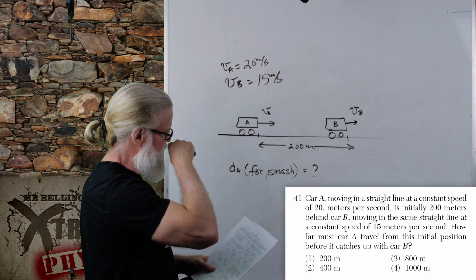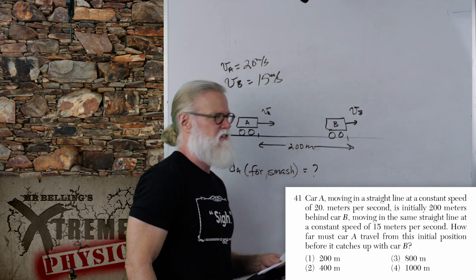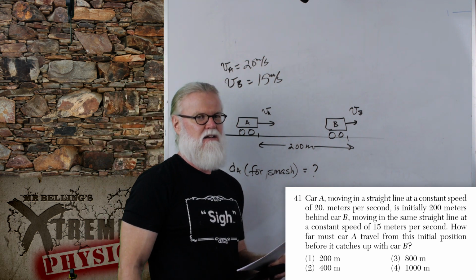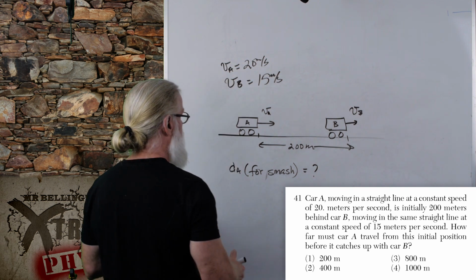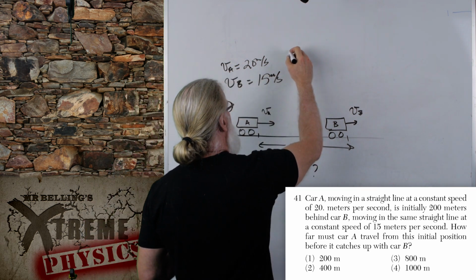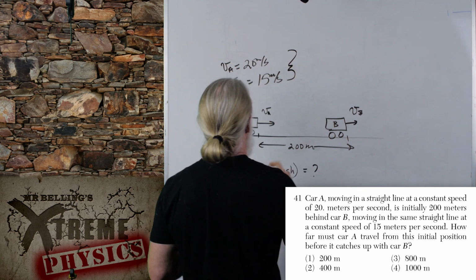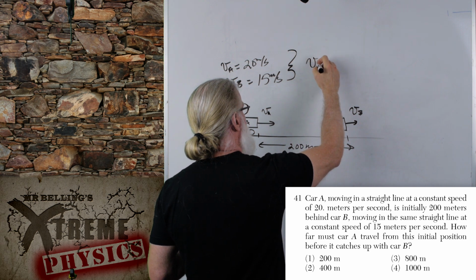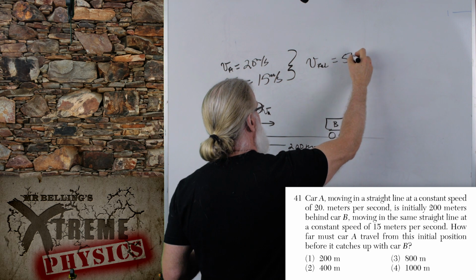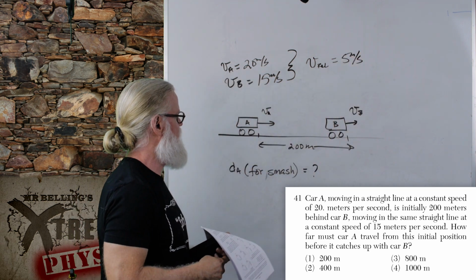What is that? This is really the easiest way to solve this. This is a relative velocity problem, which the Regents doesn't get into very often. So many of you are probably confused because you haven't seen questions like this. What I would do is ask how fast they are moving relative to each other. VREL is 5 meters per second. A has a velocity of 5 meters per second relative to B.